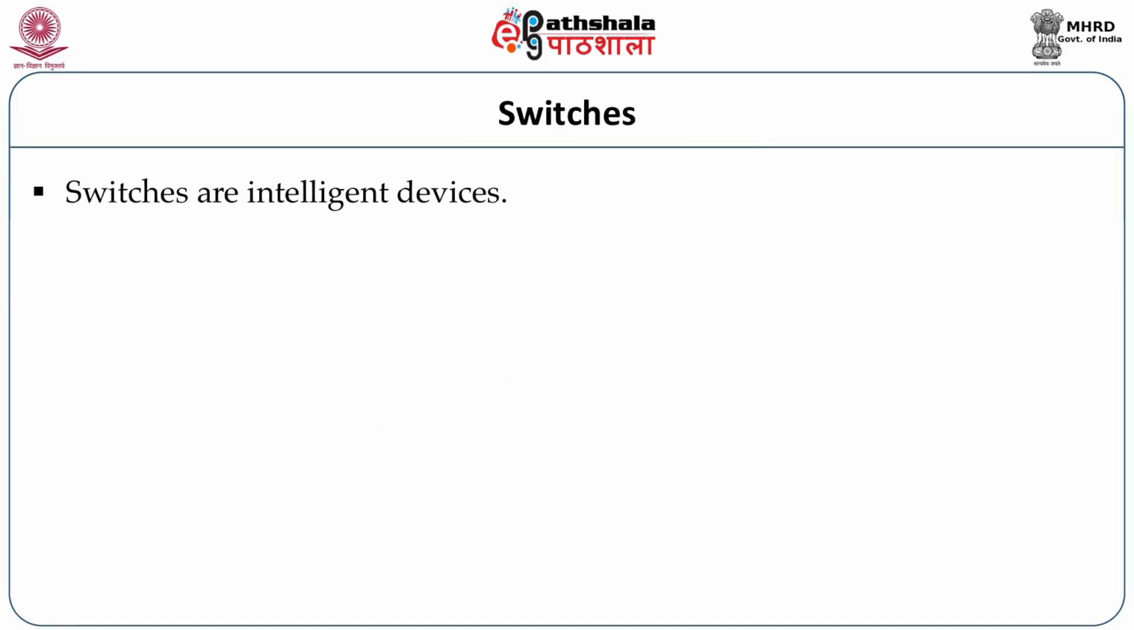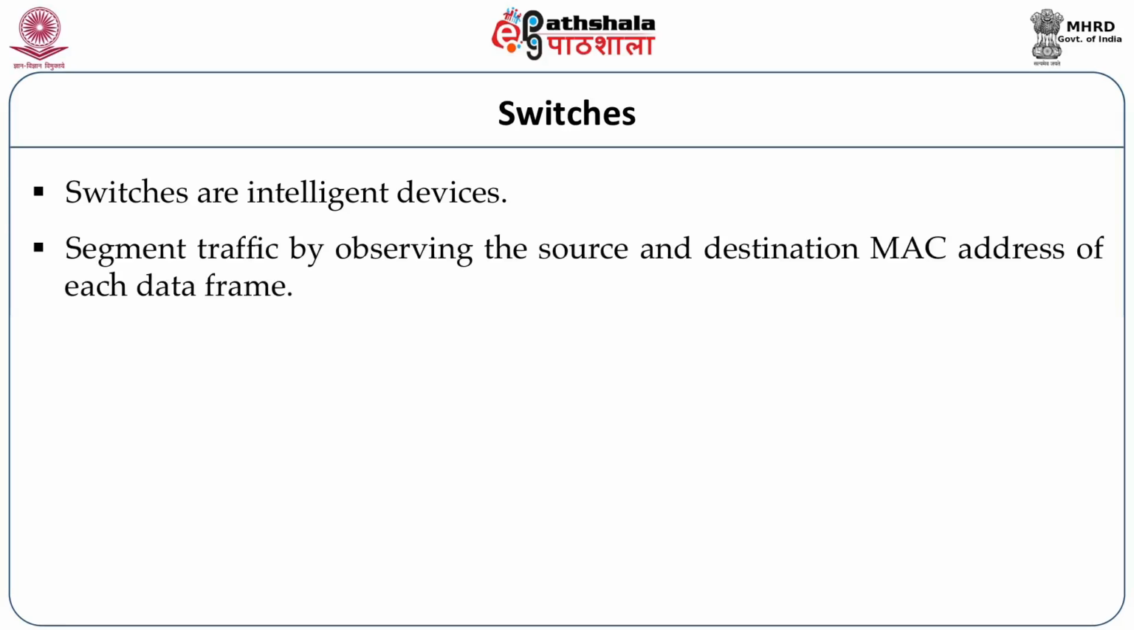We have seen hubs, and the well-noted point is that hubs are just repeaters, they have no smartness. Let's talk about switches. They are intelligent devices. They segment the traffic by observing the source and destination MAC address of each data frame.